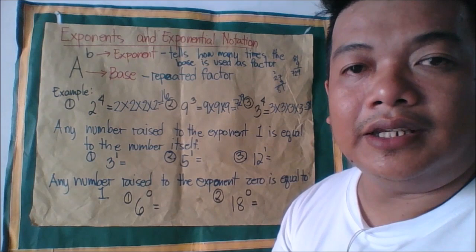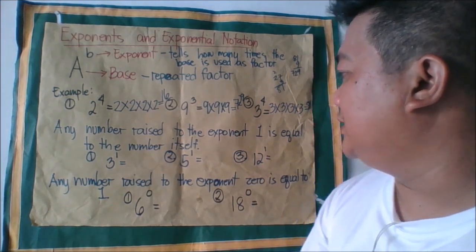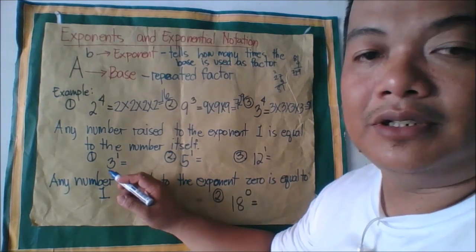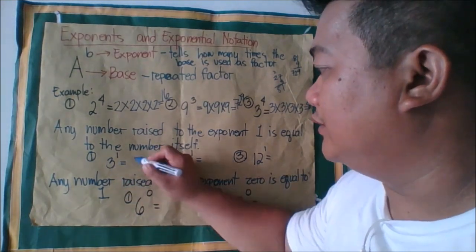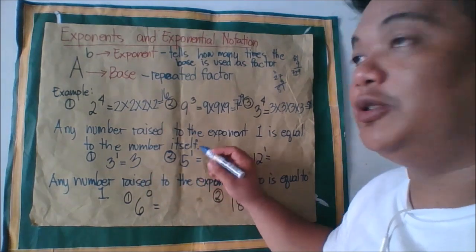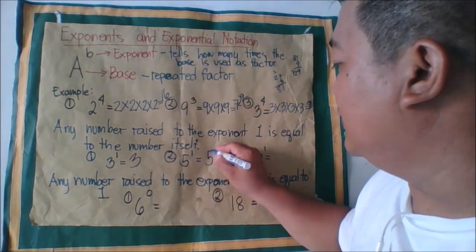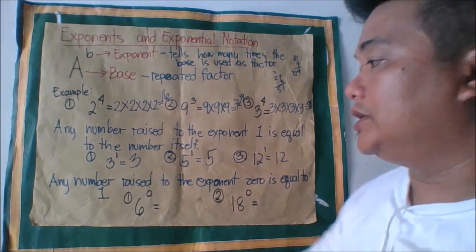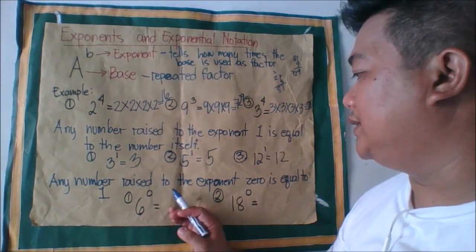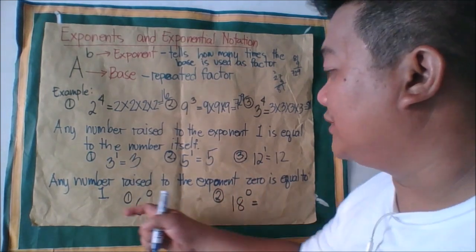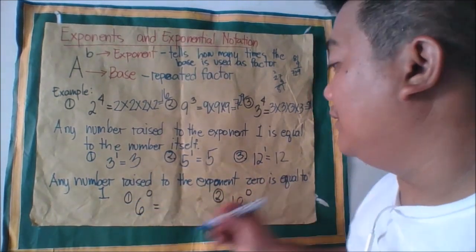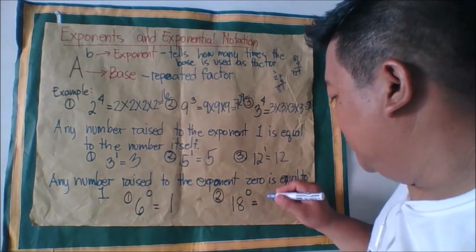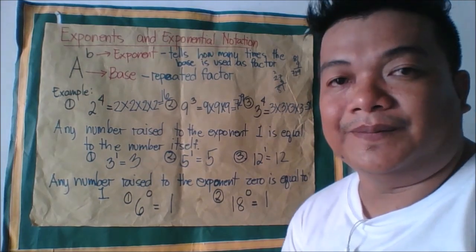Okay, any number raised to the exponent of 1 is equal to the number itself. So for example, 3 to the power of 1 would be 3. Then 5 to the power of 1 would be 5. Then 12 to the power of 1 would be 12. Any number raised to the exponent 0 is equal to 1. So 6 to the power of 0 is 1. 18 to the power of 0 is 1.